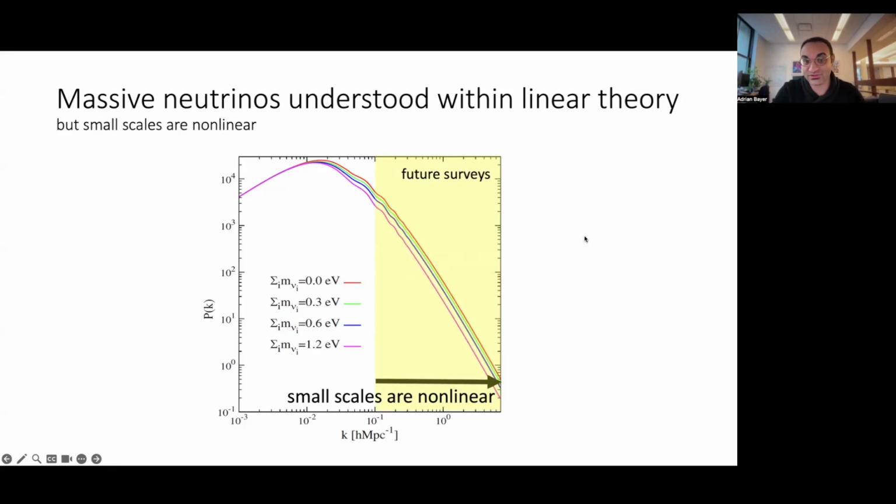And this is because neutrinos don't cluster as much as dark matter on small scales, as I discussed in the previous slide. But small scales are nonlinear, so using the linear power spectrum on these small scales isn't accurate. And future surveys will probe these kinds of small scales where nonlinear physics is relevant. And so we need a way to model the nonlinear effects of massive neutrinos in order to study them.